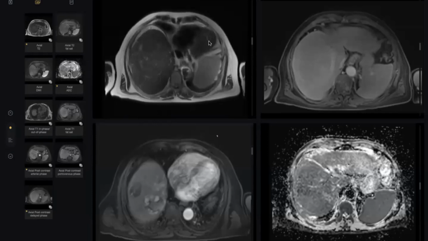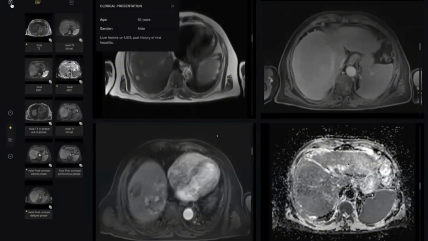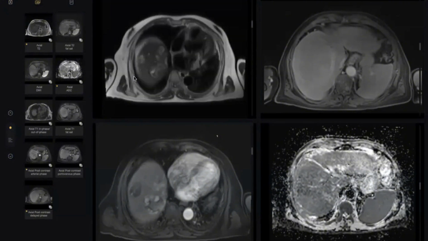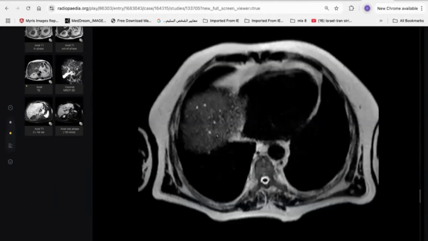In my opinion, it is better to talk about two differential diagnoses. But as the patient is elderly and we have other smaller lesions more in the direction of malignancy, it is most likely HCC rather than FNH.